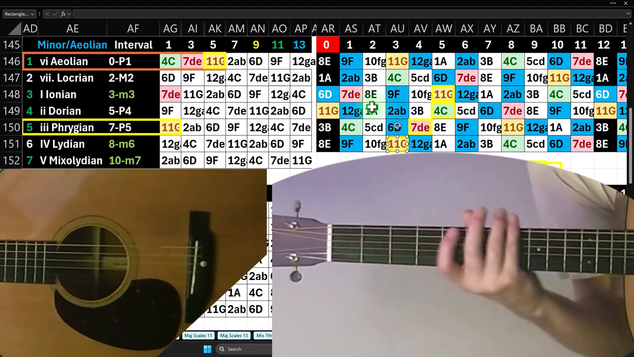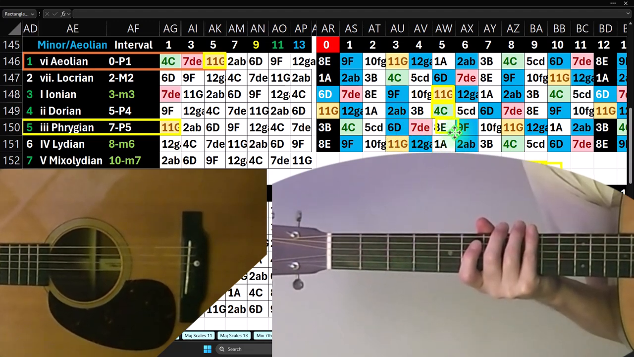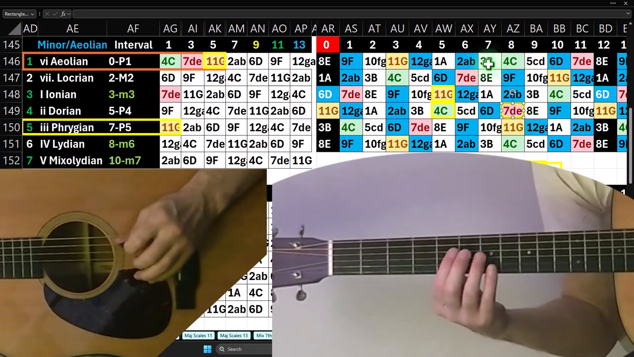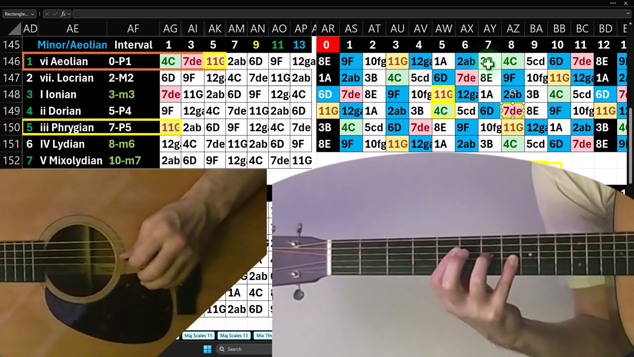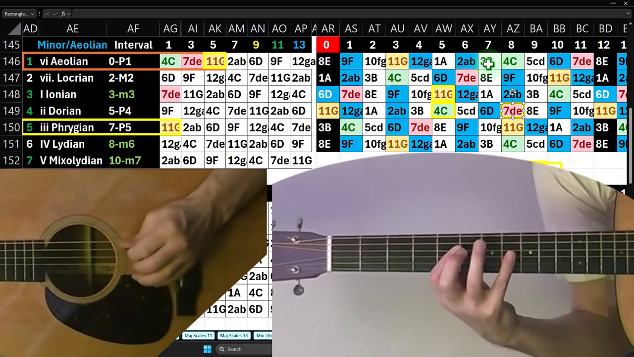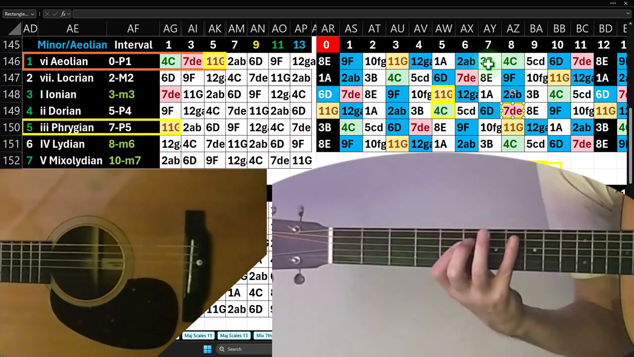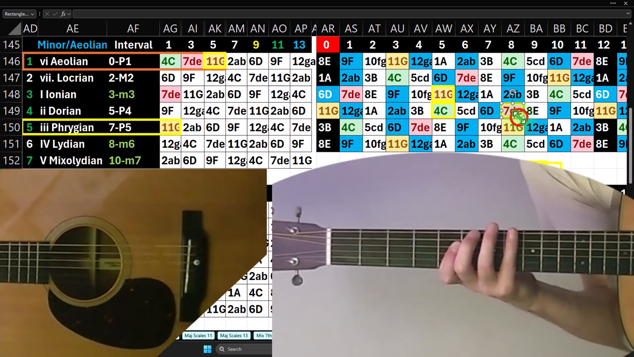All right. And then if I was to lean forward on this, I've got an arpeggiation I can do like this. So this would be 5-1-3-1-3-5. All right. Let's move on.